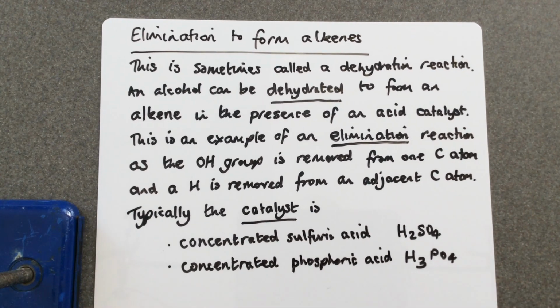Sometimes the elimination reaction is called a dehydration reaction because an alcohol can be dehydrated to form an alkene in the presence of an acid catalyst. What's going on in this reaction is the OH group is removed from one carbon and a hydrogen is removed from an adjacent carbon atom to form water. A carbon-carbon double bond is also formed. Typically, the catalyst for these reactions is either concentrated sulfuric acid, H2SO4, or concentrated phosphoric acid, H3PO4.